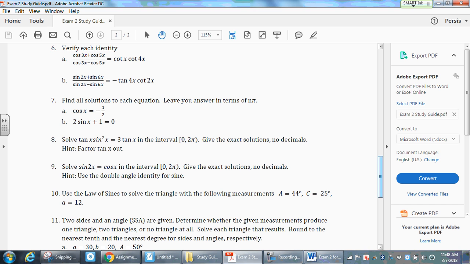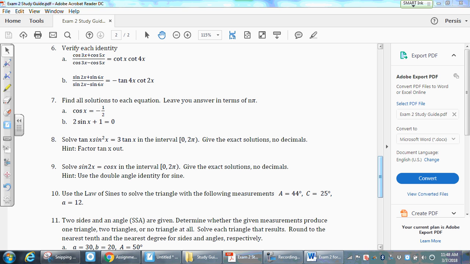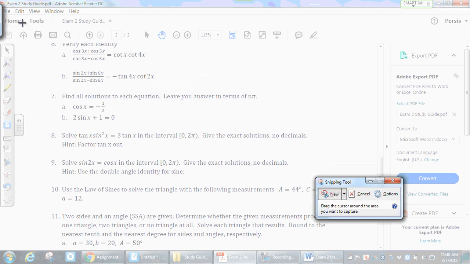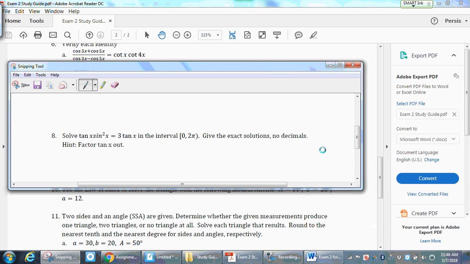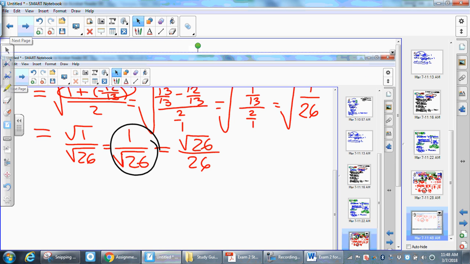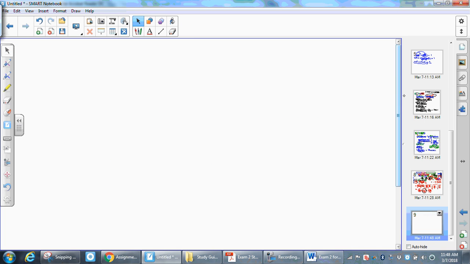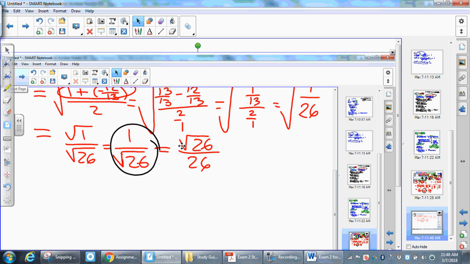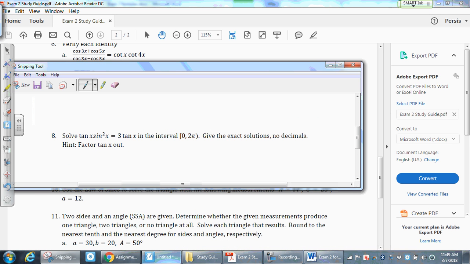Okay, so I'm going to do two, number 8 and number 9. They're very fast. And it's very likely that you will have one solution, okay? Okay, well, the equation is, can someone read it to me, please? Well, it's right here. So, you see here, you have another tangent here. It says, you see a hint? Factor tangent x out. Before you can factor it, you have to move everything to one side.